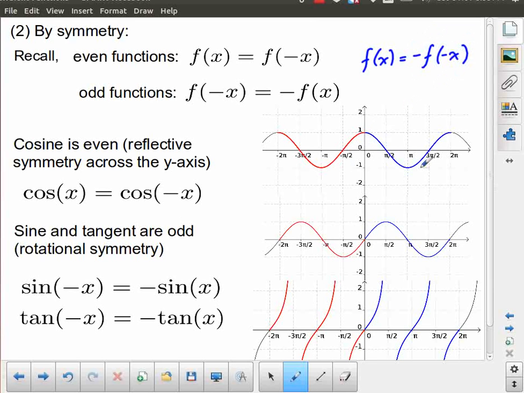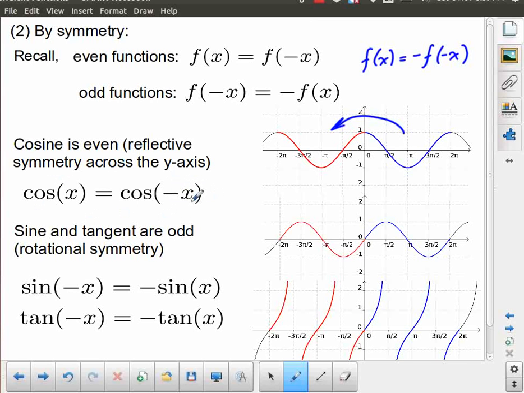So here, if I start with cosine, here's one period of cosine drawn in blue. I can reflect that across the y-axis. That's a horizontal reflection, and you can see I end up with the exact same in red. So that reflection is still part of the cosine curve, because this whole curve, which I've drawn in black, is the cosine curve. So cosine of x is the same as cosine of negative x, because that is an even function.